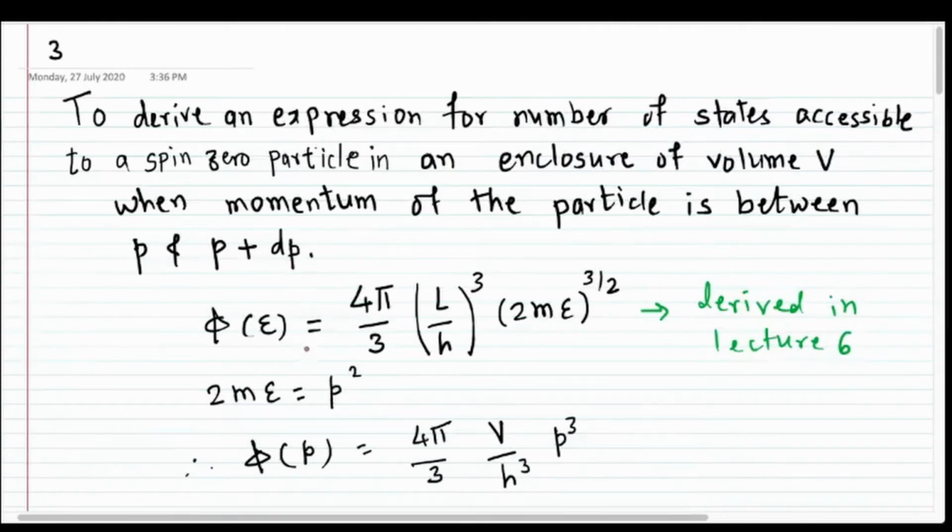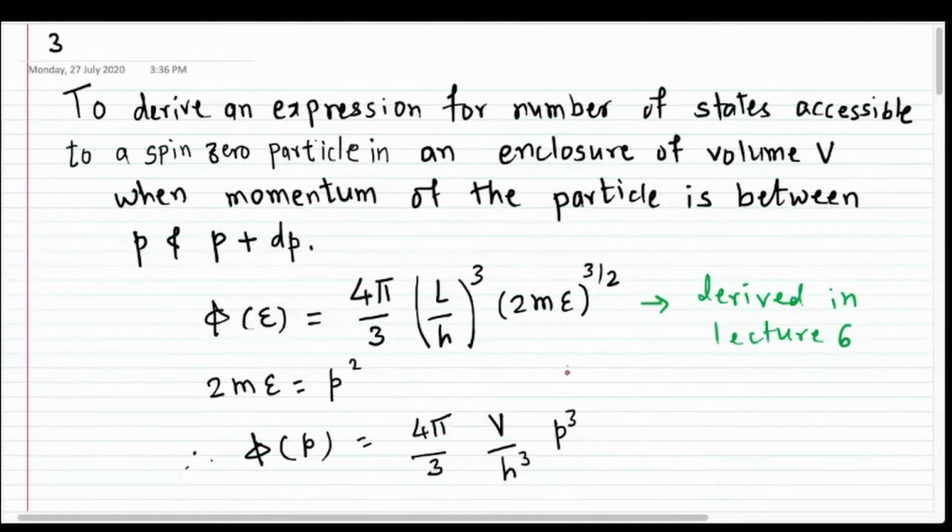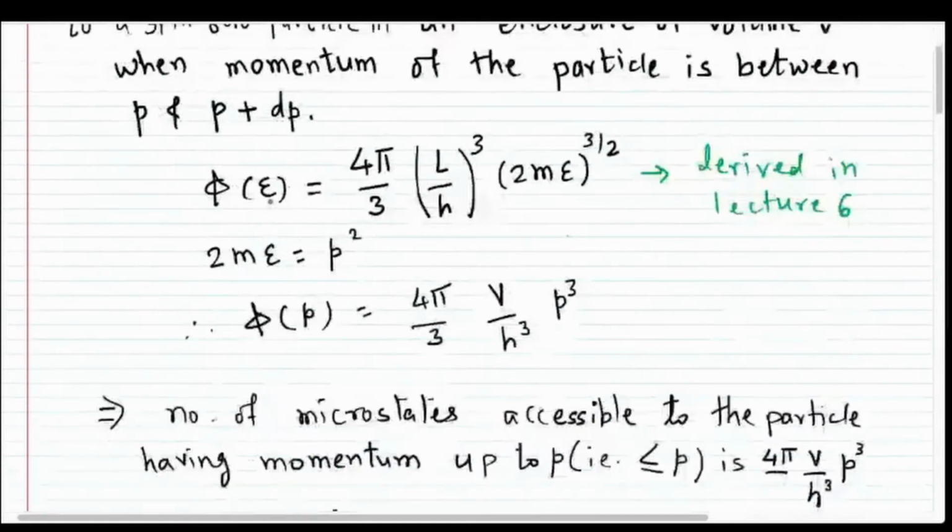Now what does phi E give us? Phi E tells us how many states are accessible to a particle up to energy E. That is, from the minimum possible energy to energy equal to E, how many states are accessible to the particle? And that equation we have already derived as 4 pi by 3 (L by h) cube (2mE) raised to 3 by 2. Okay. Now we want to use this equation for momentum of the particle. So we have to express this equation in the form of momentum. To do that, we now write the equation for energy in terms of momentum.